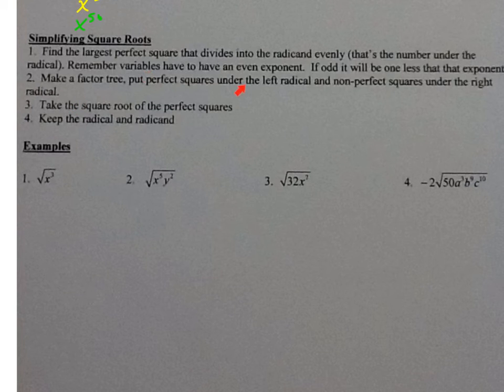Now I would put all your perfect squares on the left and your non-perfect squares on the right. You're going to take the square root of all your perfect squares and then keep the radical in the radicand.